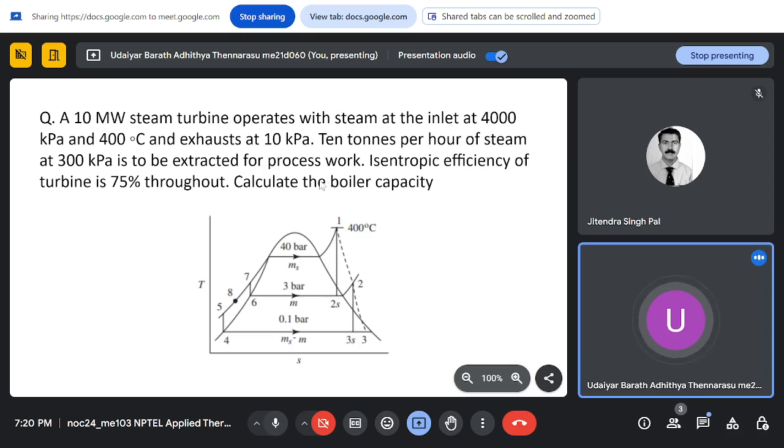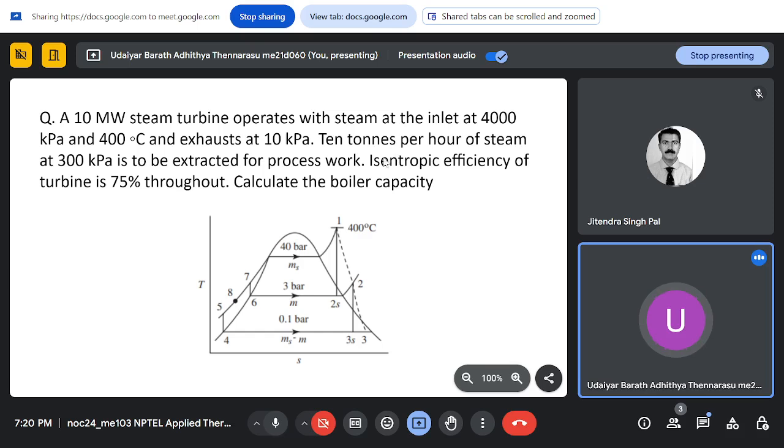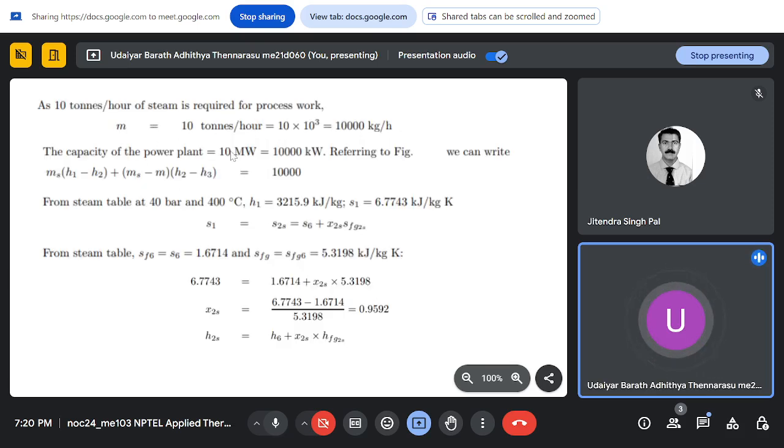So we need to find out the boiler capacity to generate this Ms amount of steam. So how do we estimate this Ms? So we know 10 tons per hour of steam is required for process work, so M is given straight away. So M is 10 tons per hour, which is 10,000 kg per hour, and the capacity of the power plant is given as 10 megawatts, which is again 10,000 kilowatts.